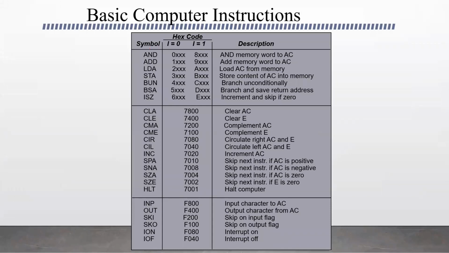Here, in this left column, this 3-letter word is the abbreviation used by programmers and users to represent an operation. AND is the logical operation, and the description is given in this column: AND memory word to AC, perform the logical operation AND on the memory word and the word in the accumulator.